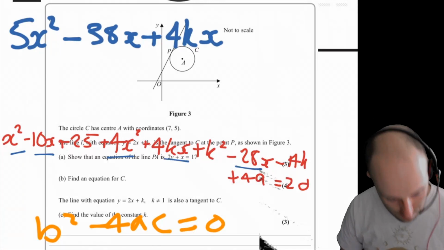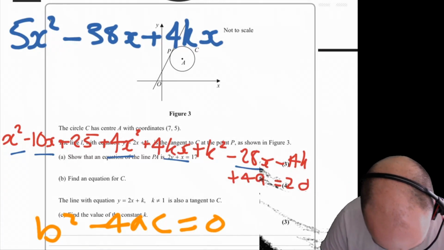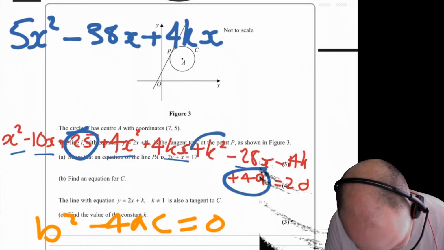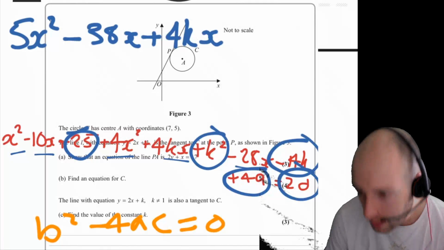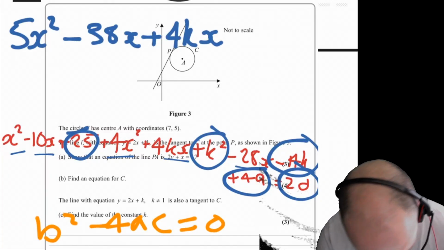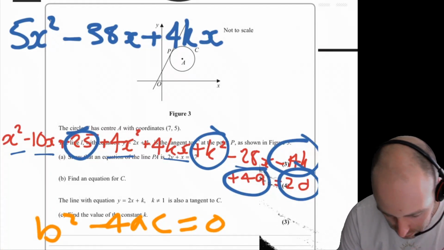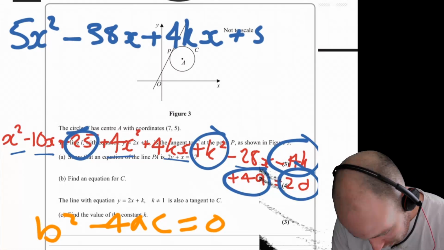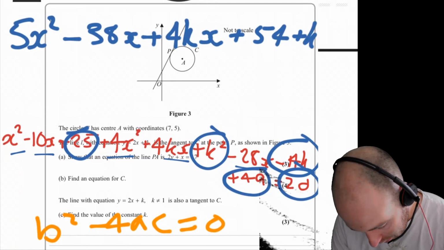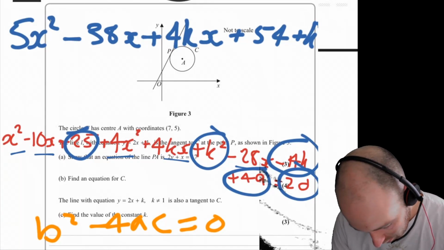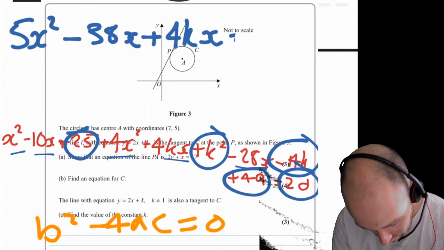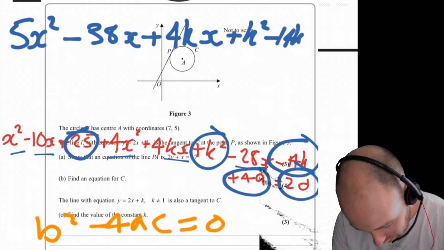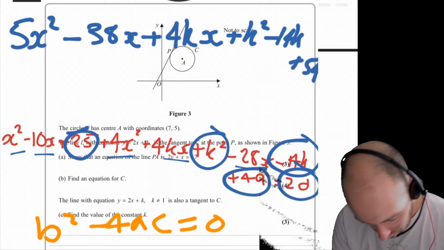Okay. And then at the end we're going to get the number terms. So we've got 25, 49, k squared, minus 14k, and 20. So we're going to take 20 from each side, which gives me 5. Add that to 49, which gives me 54. So plus k squared minus 14k plus 54.